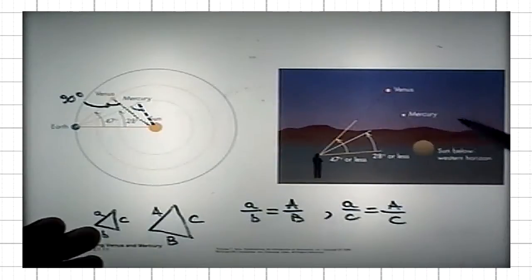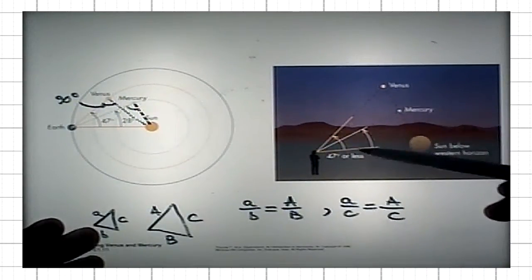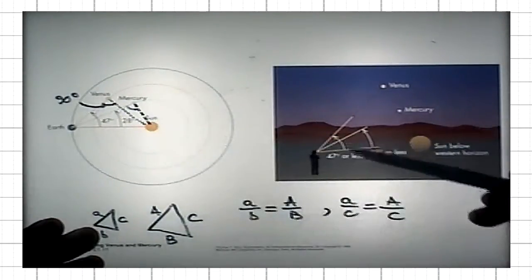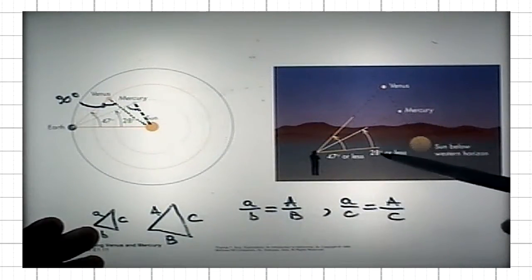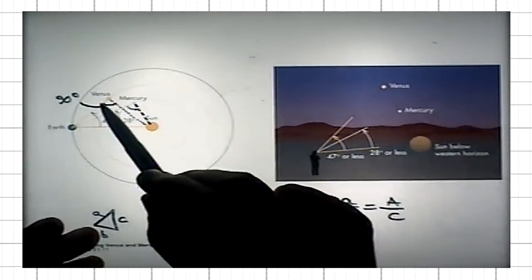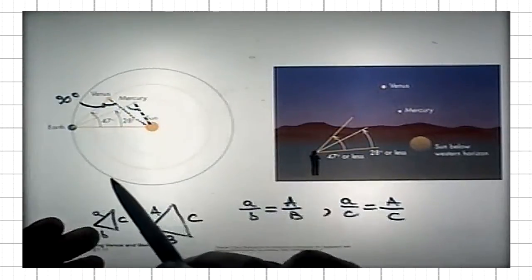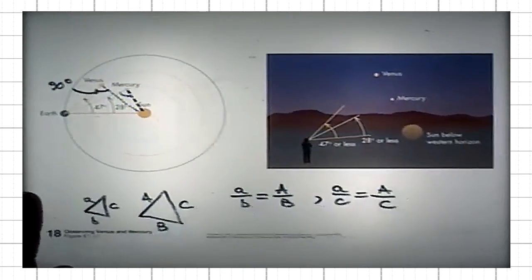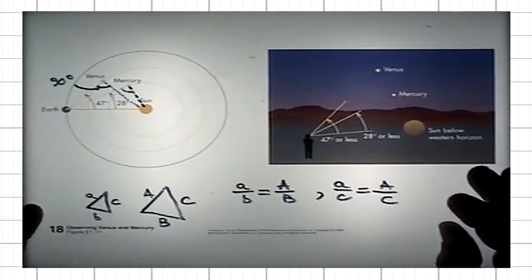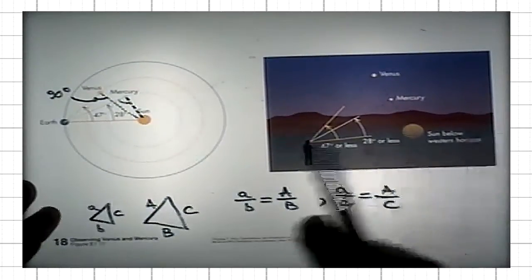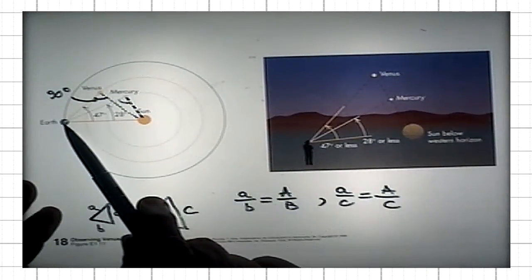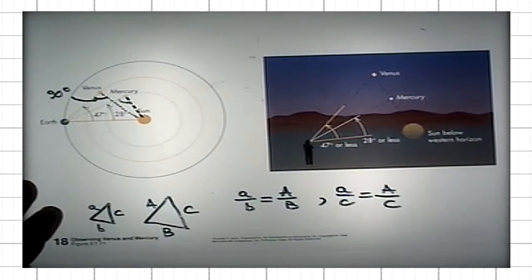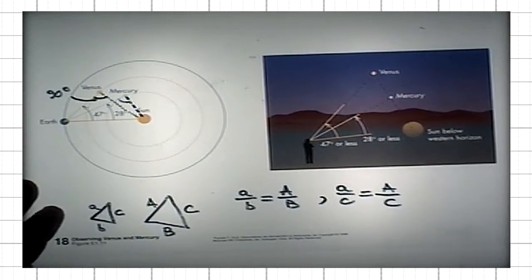So here is a diagram that illustrates what I've just mentioned. Okay, you can see Venus at 47 degrees or less, and you can see Mercury at 28 degrees or less. And because you know that these angles here are 90 degrees, the triangles are completely determined, and you can find out what the ratio of their sides is. So then whatever the distance between the Earth and the Sun, and at the time of Copernicus and earlier, they didn't know what that distance was.